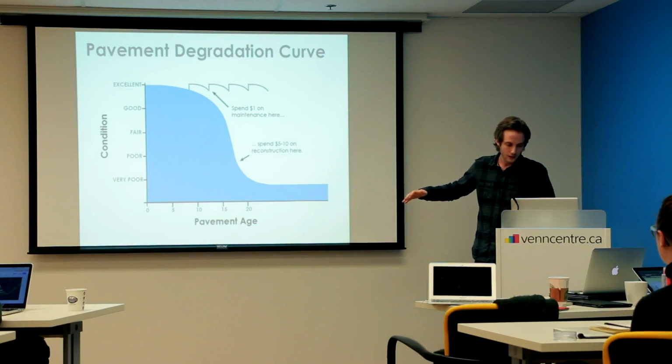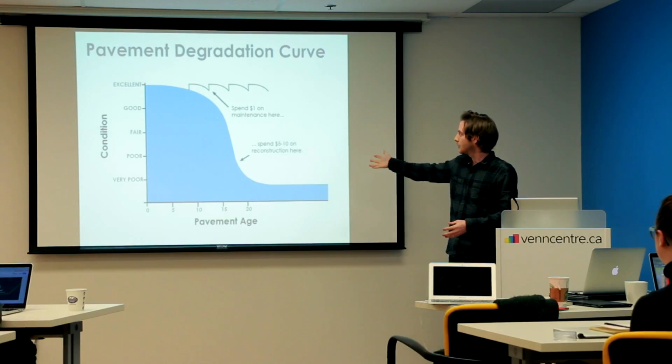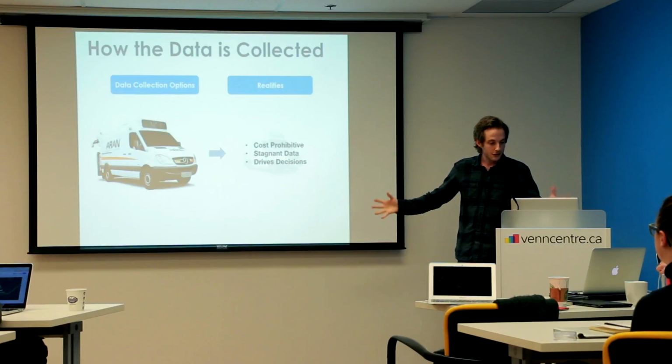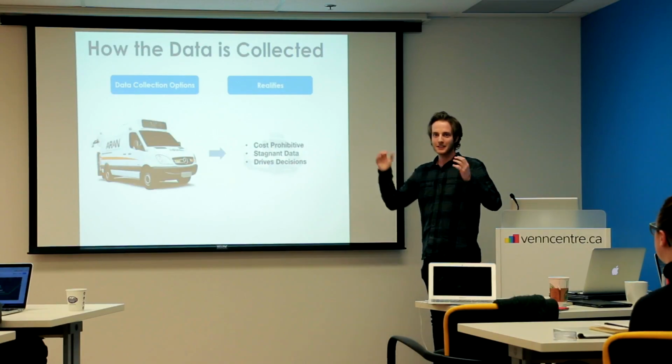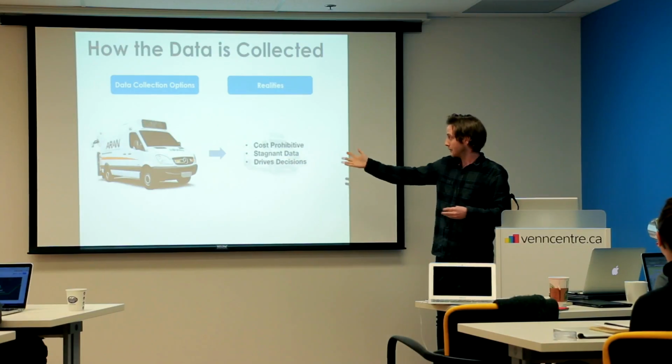Now, let's say we're a municipal engineer, we've got hundreds of roads. How do we know where we are along this curve so that we can catch those streets? Well, there's an easy answer to that. Believe it or not, there's indexes that will tell you exactly where you are on that curve. And this is how we currently collect them.